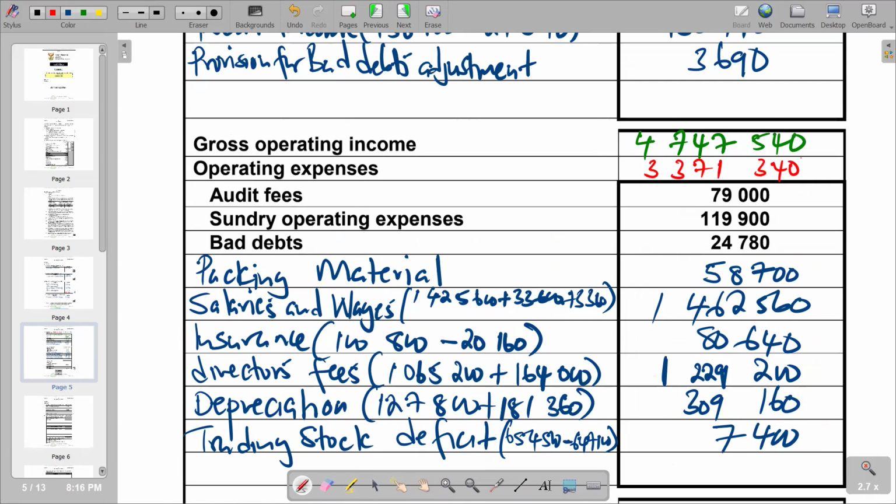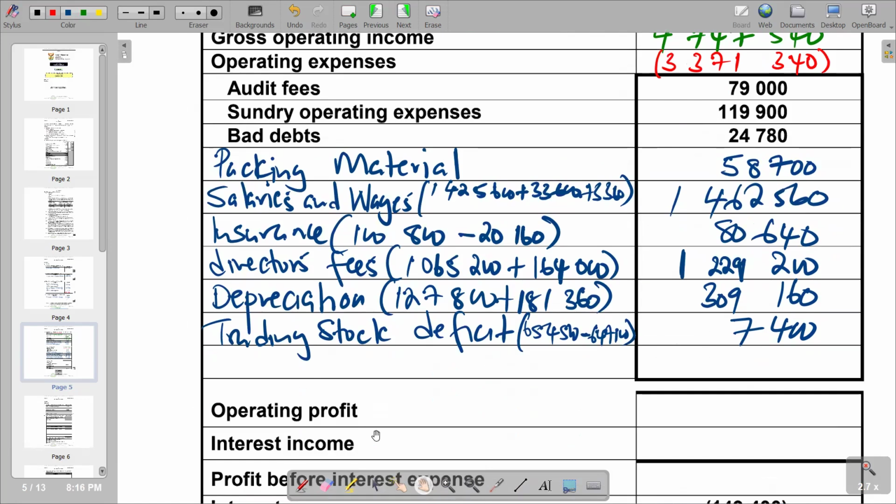And of course, we subtract it from the figure for gross operating income to get your operating profit here. So if you subtract, the operating profit that you are supposed to get is 1,376,200. So that's what we have there.